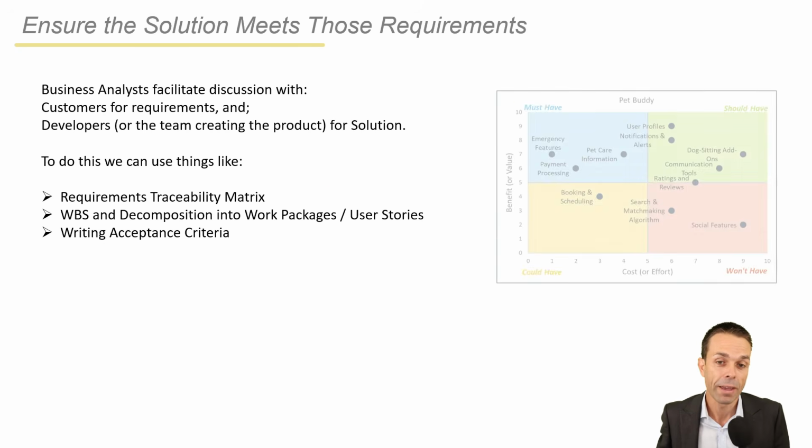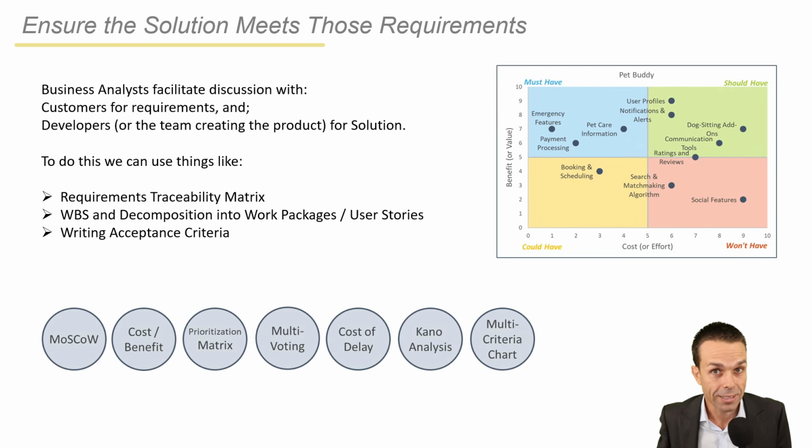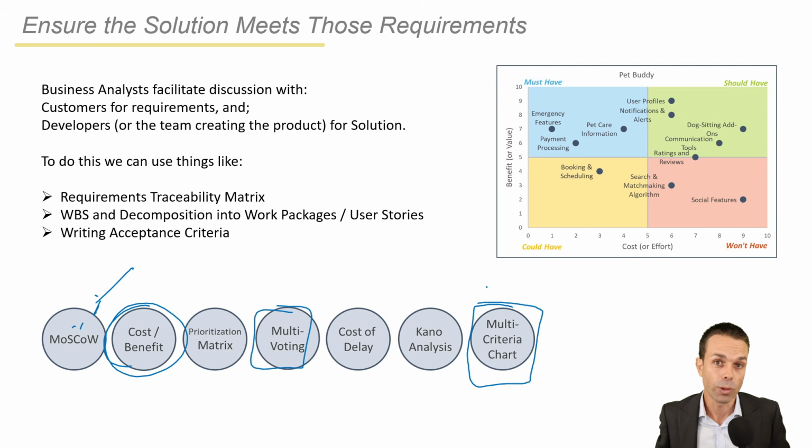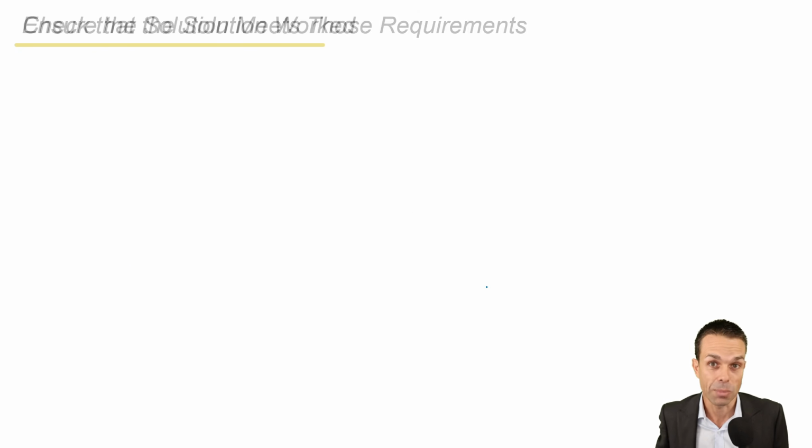It's really, really great. We also might need to prioritize these, or we can help with prioritization. There's a few different ways. MoSCoW, which is must have, should have, could have, will not have. Cost benefit, prioritizing by cost benefit. Prioritizing by voting with our stakeholders, or prioritizing with multiple different criteria types that we choose if it's a really complex environment. So we can either help prioritize, or we may need to prioritize ourselves as business analysts.